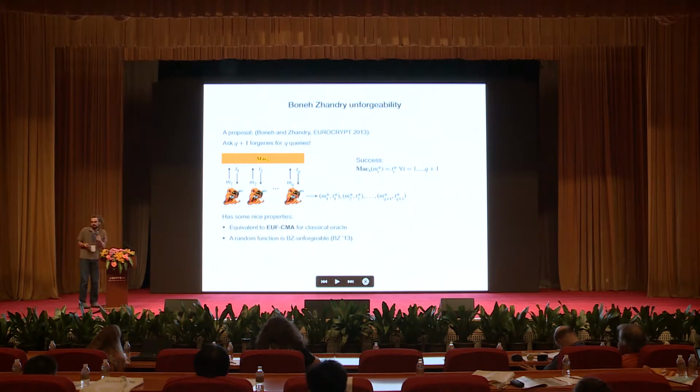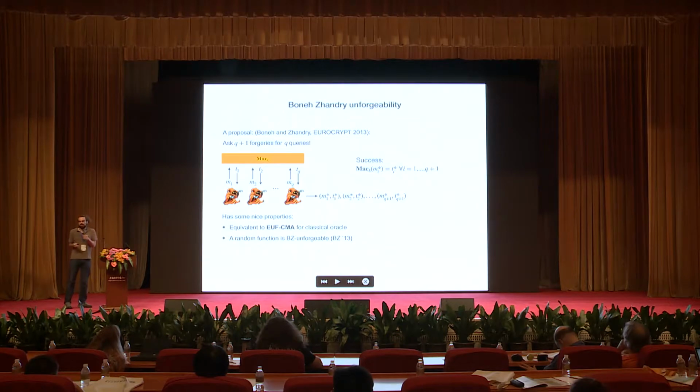This has some nice properties. For example, if we restrict this definition of a forger to a classical oracle, we get back EUF-CMA. So that's a nice sanity check. And also a random function is actually unpredictable, which is something we strictly expect to happen for any good such definition. But the question is, is it really right?